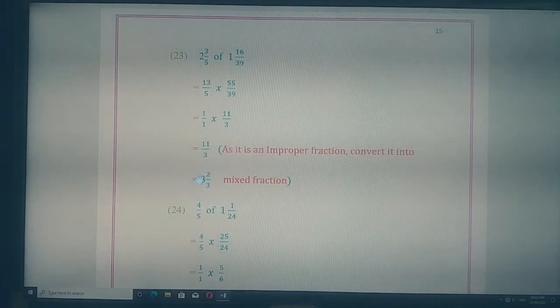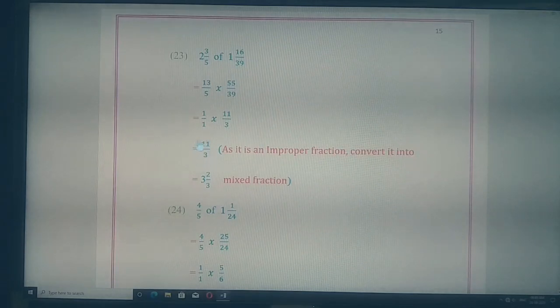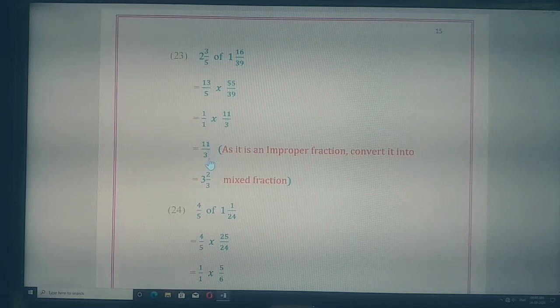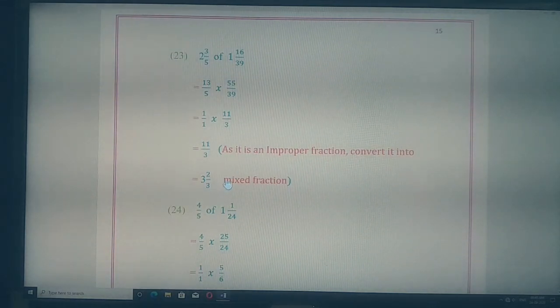The final answer is always written as a mixed fraction or a simple fraction. The final answer should never be an improper fraction. The final answer can always be written as a mixed fraction or a simple fraction.